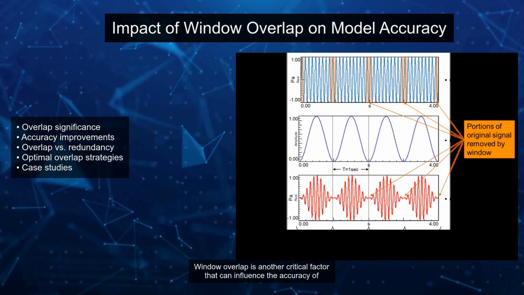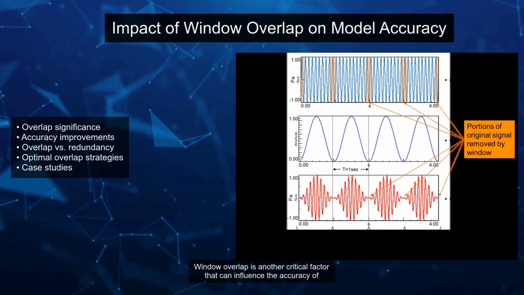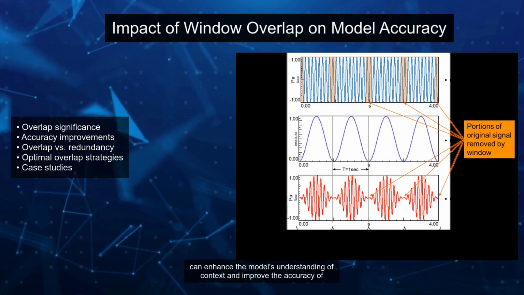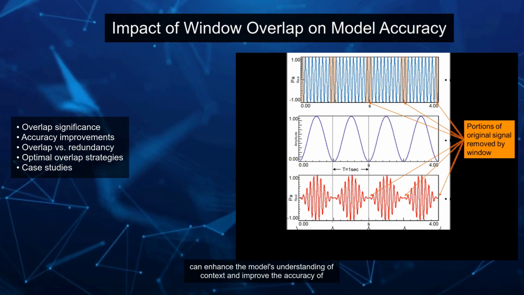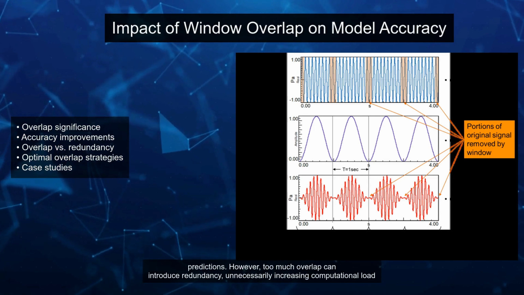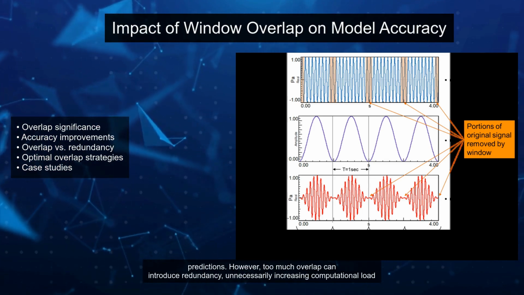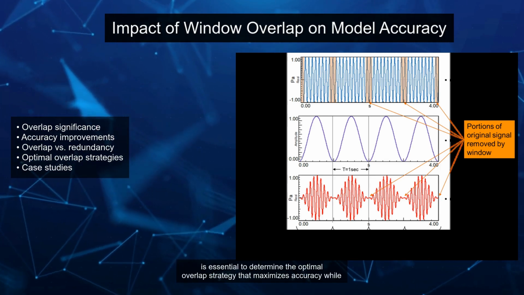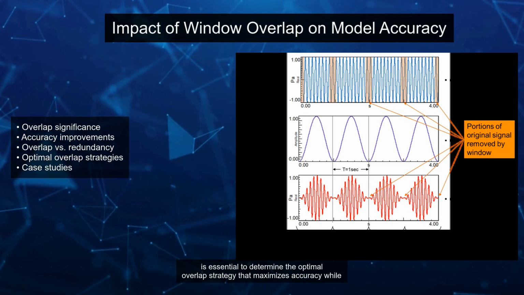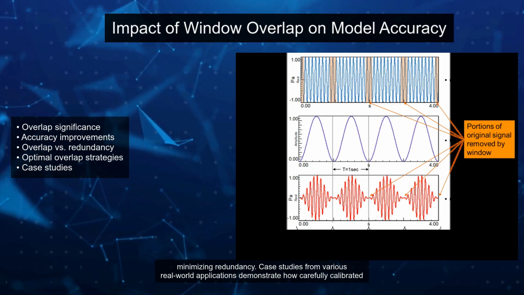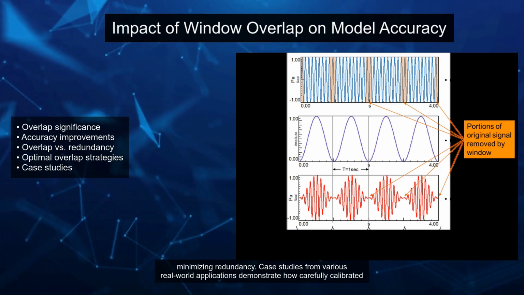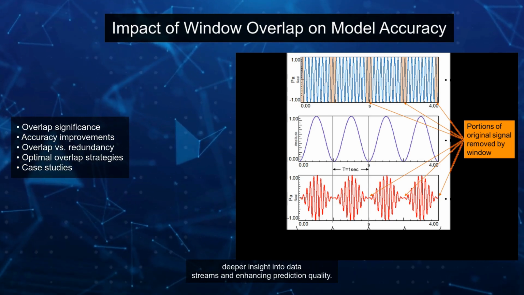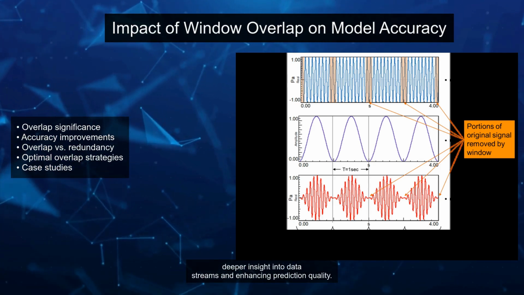Window overlap is another critical factor that can influence the accuracy of a model. Overlapping windows allow for repeated processing of data segments, which can enhance the model's understanding of context and improve the accuracy of predictions. However, too much overlap can introduce redundancy, unnecessarily increasing computational load without significant gains in performance. To leverage the benefits of overlap, it is essential to determine the optimal overlap strategy that maximizes accuracy while minimizing redundancy. Case studies from various real-world applications demonstrate how carefully calibrated overlap strategies can lead to substantial improvements in model performance, providing a deeper insight into data streams and enhancing prediction quality.